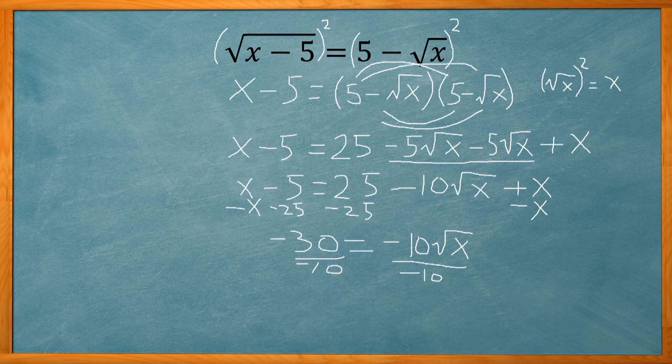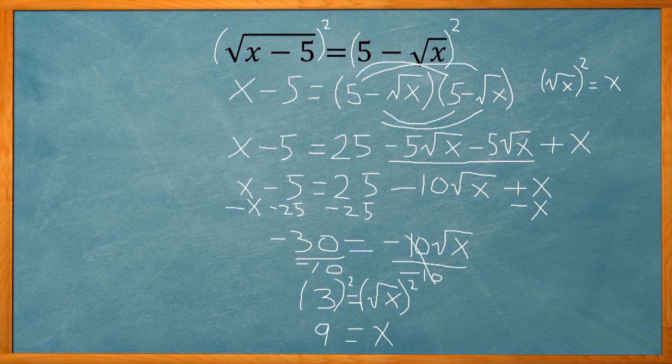Negative 30 divided by negative 10 just gives you 3. Negative 10 is going to cancel out because that becomes 1. So 1 square root of x, or just the square root of x. Okay, so I still have a radical. I need to get rid of that. And I'm going to do that by squaring it. And I got to square the other side likewise. So that gives me just x here. And then 3 times 3 is 9, so x equals 9.